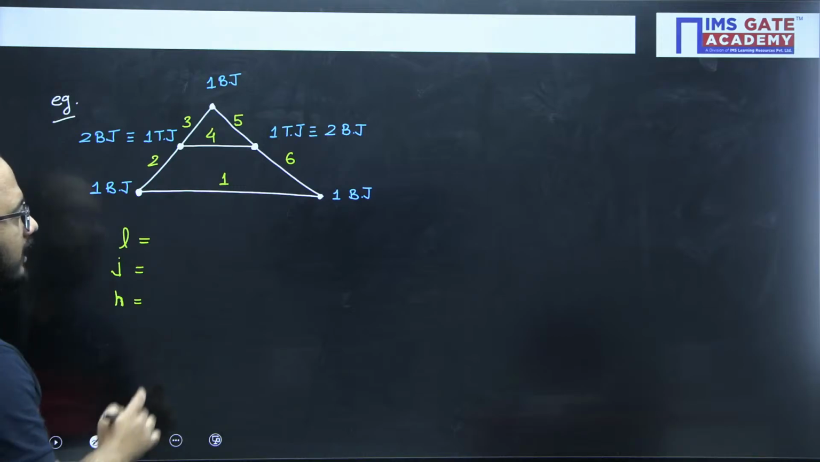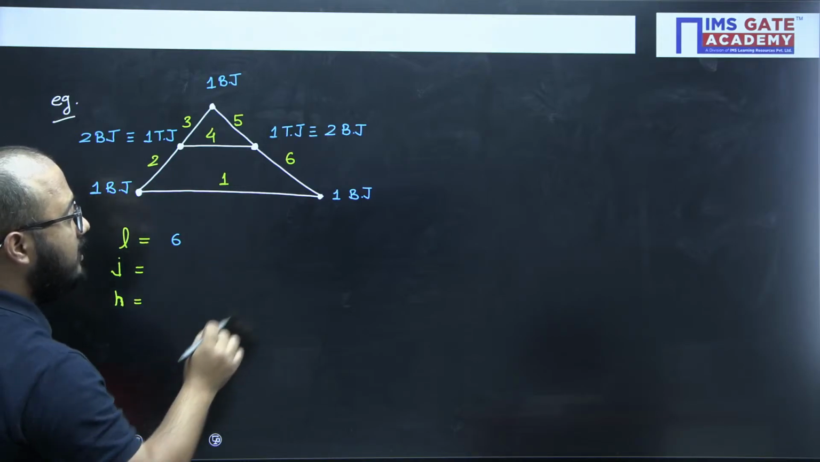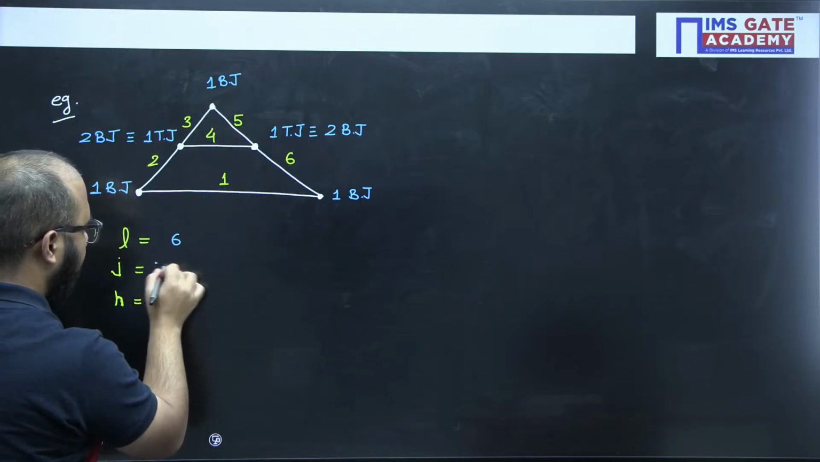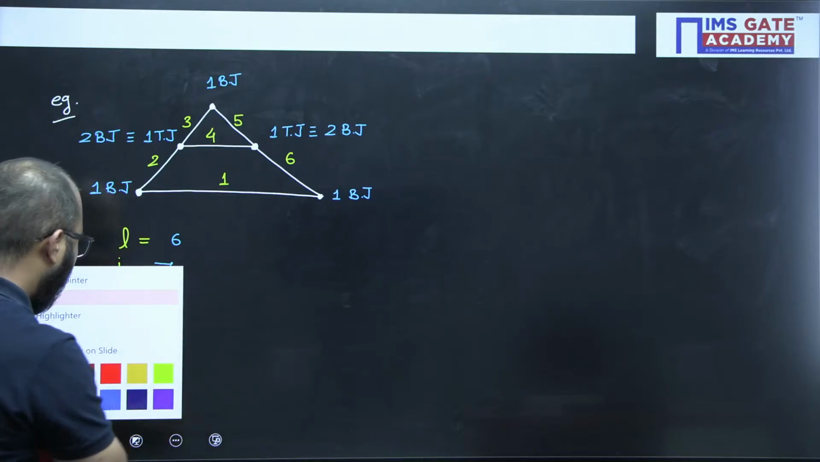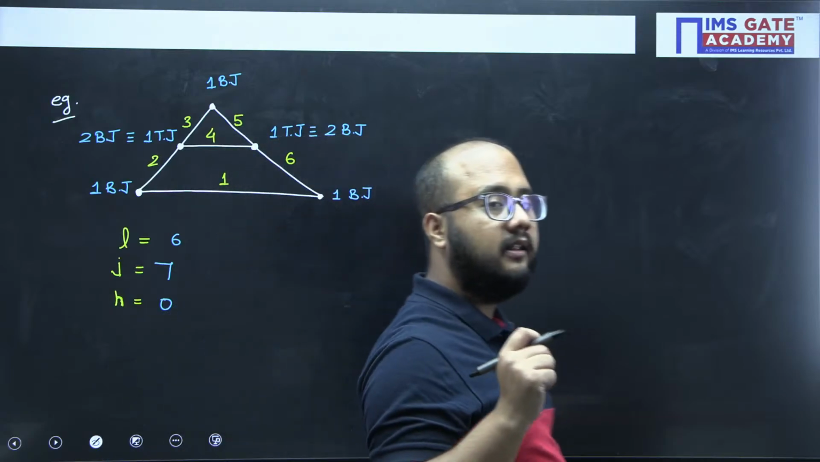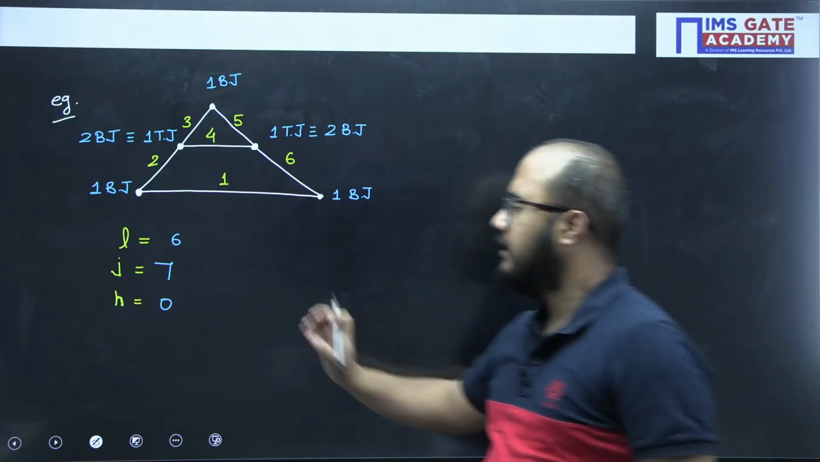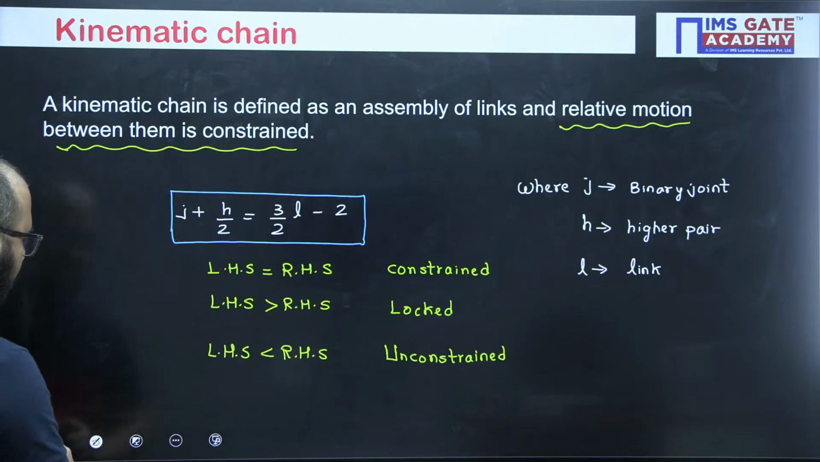So in total, the number of links is 6. The number of binary joints: 1, 2, 3, 3 and 4, that is 7. What about the higher pair? 0. How will you figure out a higher pair? Whenever there is a point contact or a line contact, we say it is a higher pair, right? Now these values I will use in this relation.